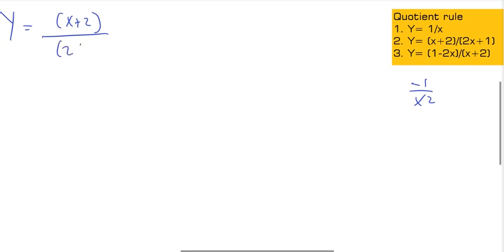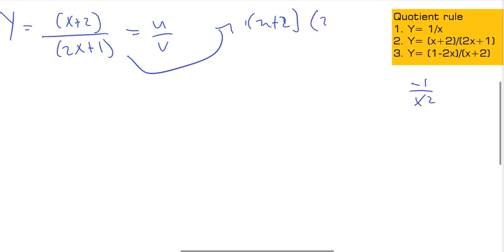Right, something like this now. We have x plus 2 over 2x plus 1. Now we are saying this is u and this is v. You can also use product rule for this, but you have to change it to a form that is product rule, because product rule is something times something. But this one I can change to product rule form, something like this: x plus 2 multiplied by 2x plus 1 raised to power minus 1. According to laws of indices, x to the power minus 1 equals 1 over x. So this one we also change to 1 over 2x plus 1, and when I do it, it's going to change back to this one that I have here.